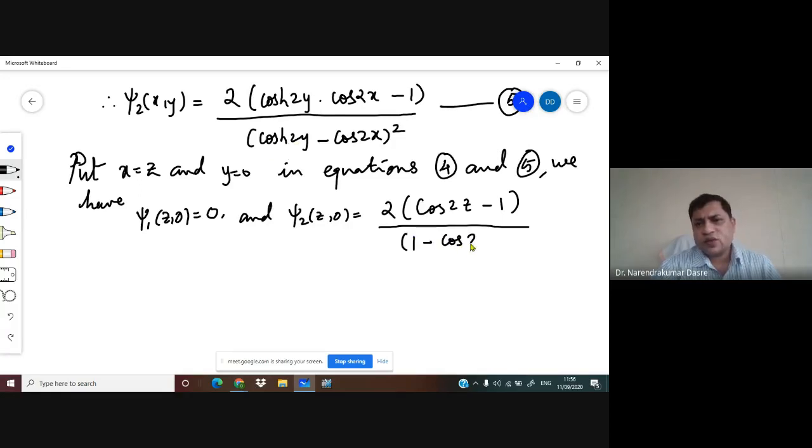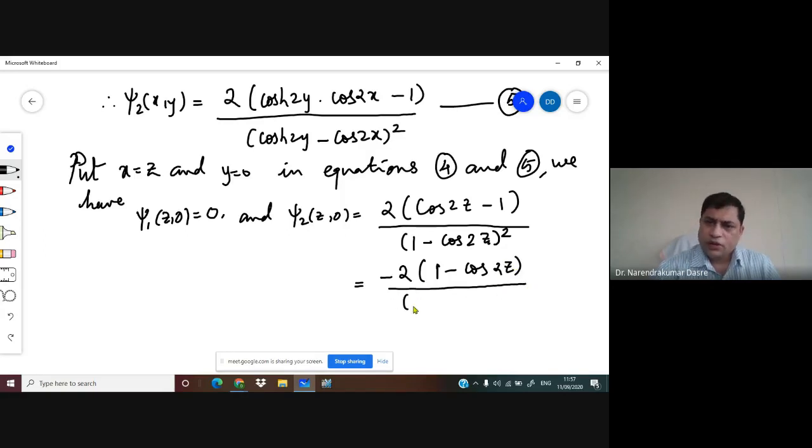Okay, so we got the first order derivative with respect to y. We got the first order derivative with respect to x. And now we have to think of putting x is equal to z and y is equal to 0. So the next and the third step. So what we can do is put x is equal to z and y is equal to 0 in equations 4 and 5.